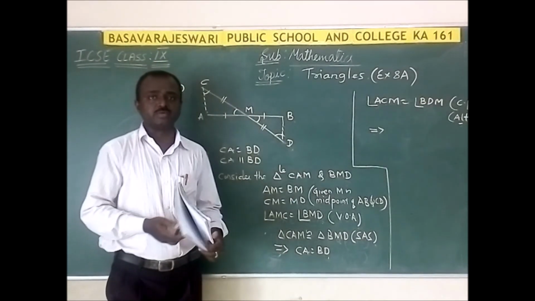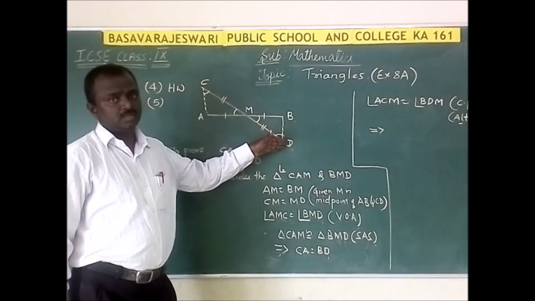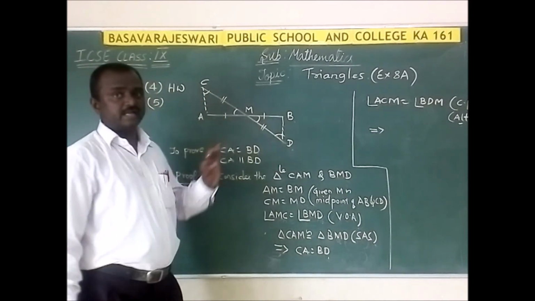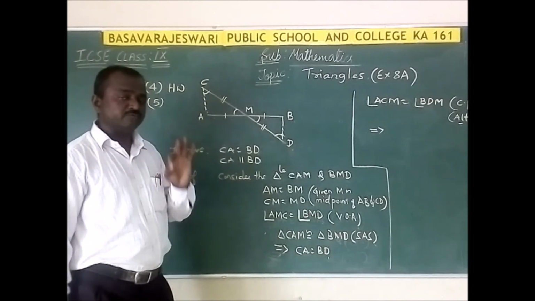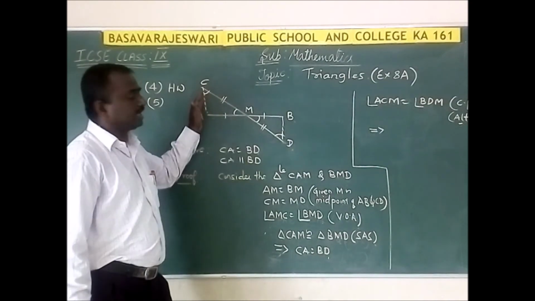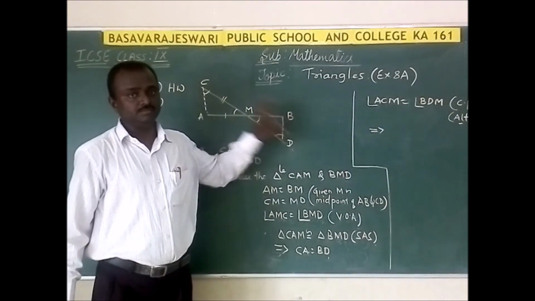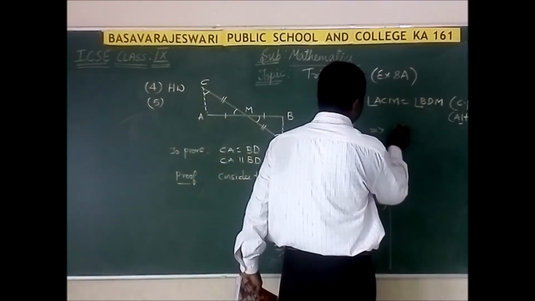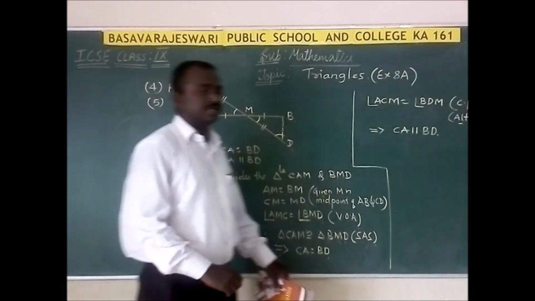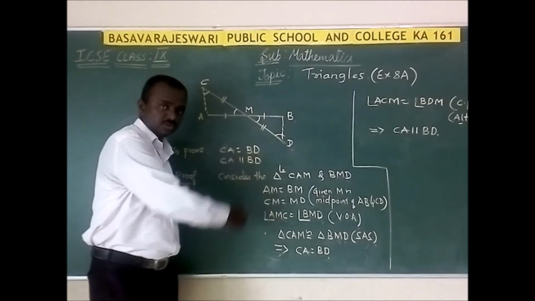So what are the conditions to be satisfied for parallelism? Either alternate angles should be equal, or corresponding angles should be equal, or the sum of the co-interior angles should be equal to what? 180 degrees. So one of the conditions is satisfied means definitely CA is parallel to BD. So this implies CA is parallel to BD. So this is the second condition we proved.